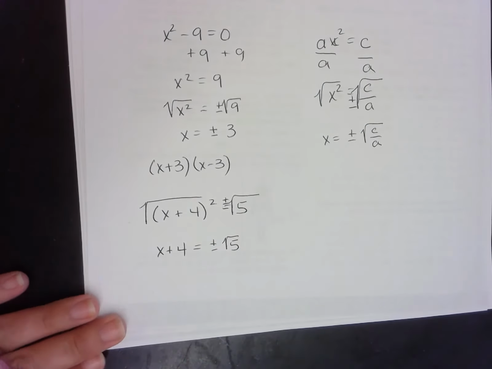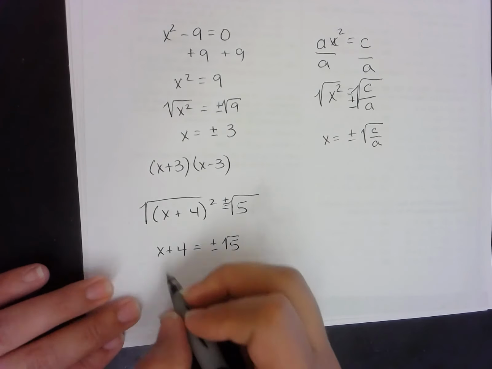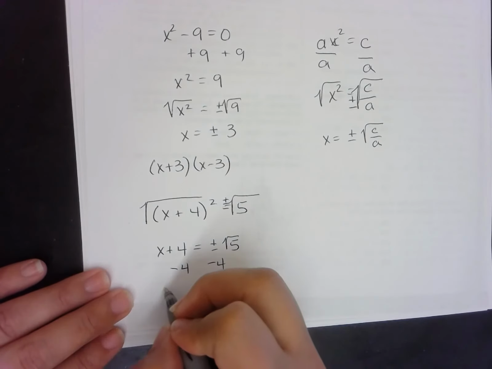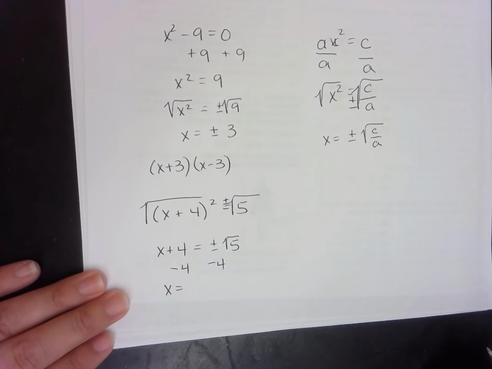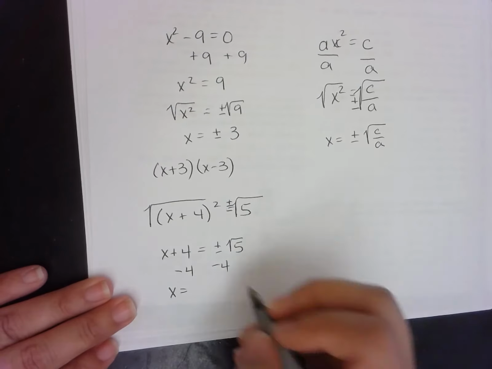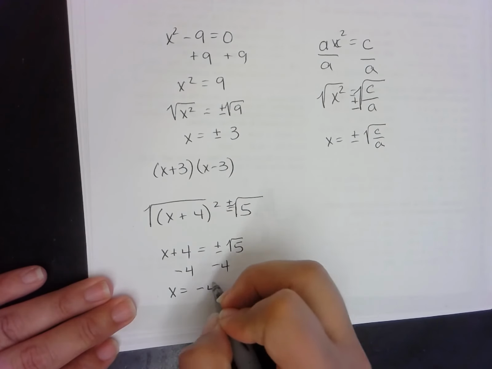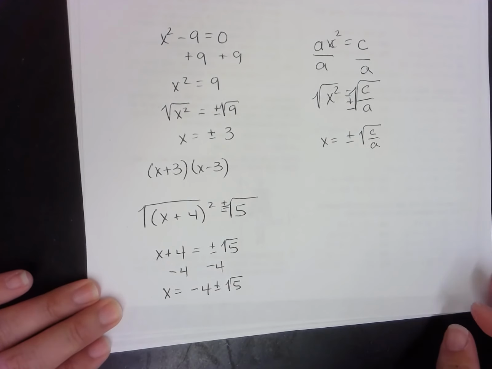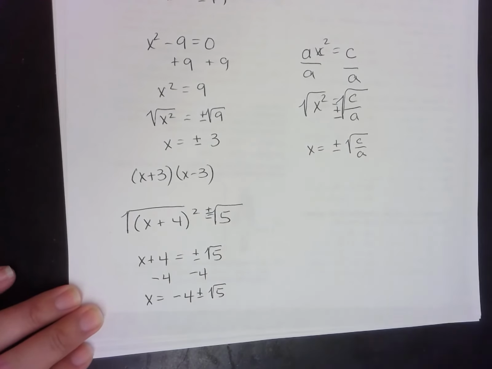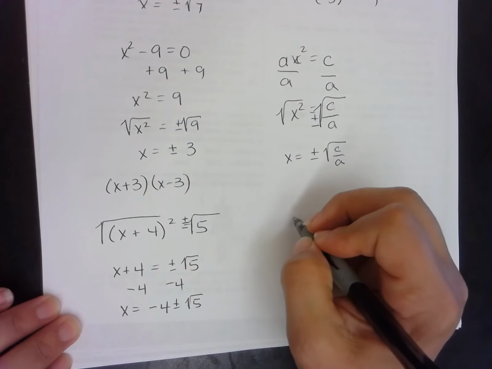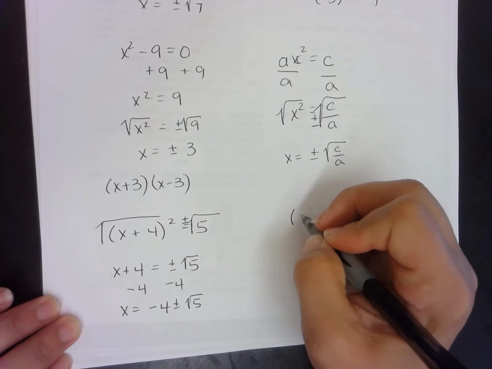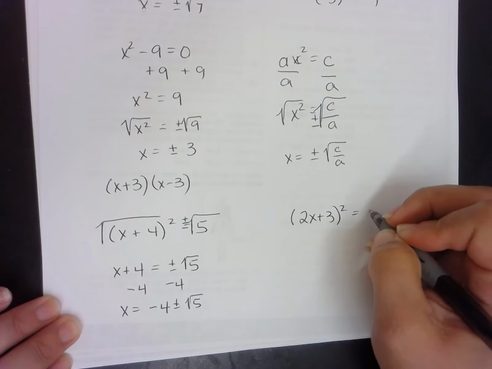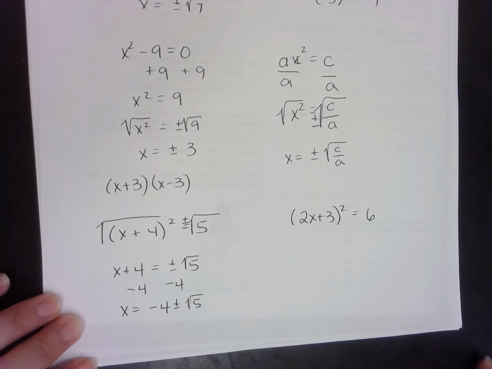So now all I need to do is isolate my x value. I'm going to subtract 4 from both sides, which leaves me with x equals, we always typically write the number in front, so I'm going to write -4 plus or minus the square root of 5, and that is my solution. Let me just do one more example like that. If I have 2x plus 3 quantity squared is equal to 6, then I can also do this.